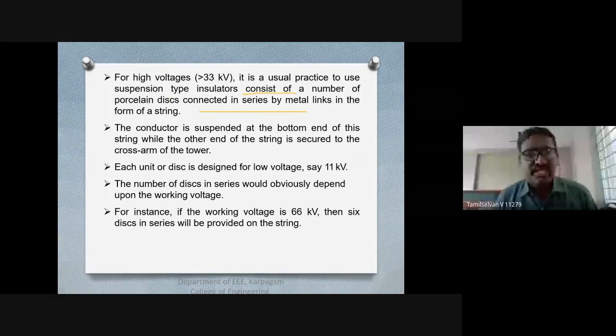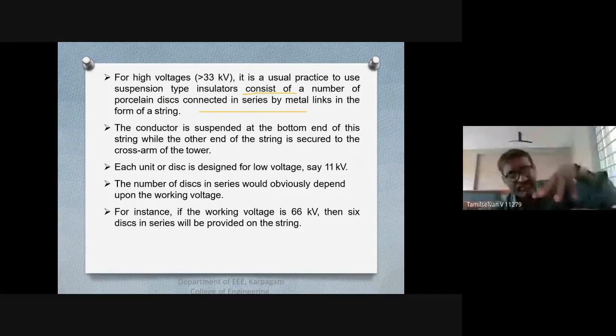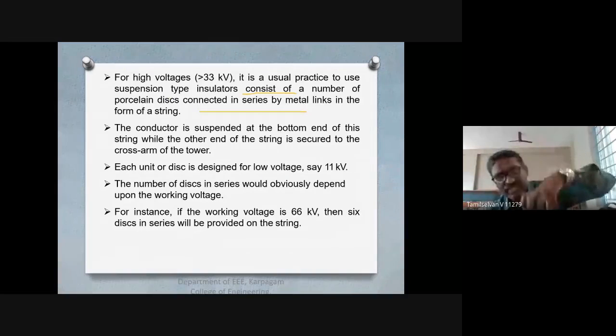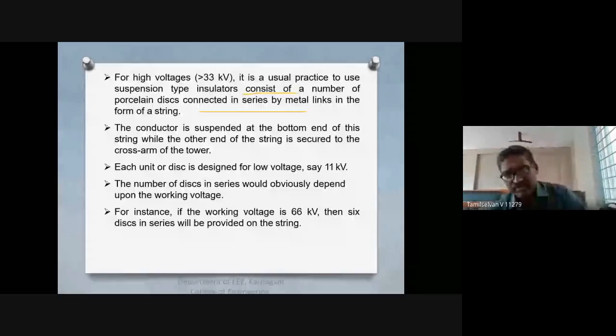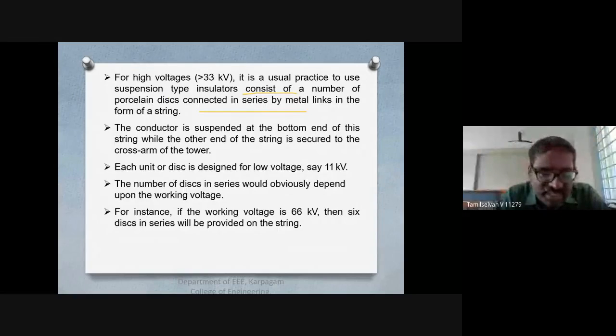Here the conductor will not be placed on top. The conductor will be hanging with the help of the insulators, and the insulators will be hanged on the cross arms. The conductor is suspended at the bottom end of the string, while the other end of the string is secured to the cross arm of your tower.